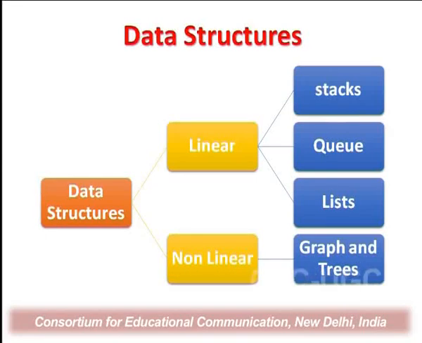So, data structures are basically of two types, one is linear, another one is non-linear. Linear data structures comprise stacks, queues, arrays, lists and many others, while non-linear data structures are graphs and trees. The list is not exhaustive, there can be many other examples. In today's lecture we will be considering stacks and queues.